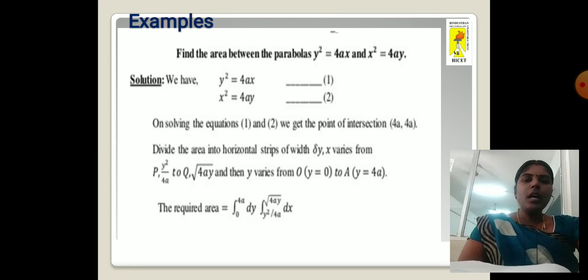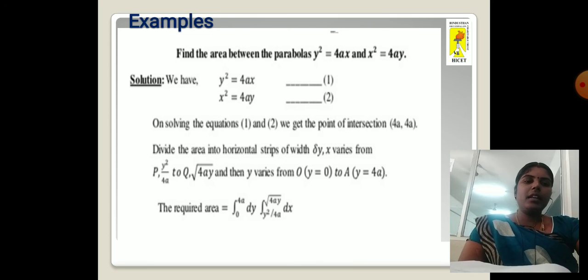See the next problem: find the area between the parabolas y² = 4ax and x² = 4ay. We consider the two parabola equations, the first as equation 1 and the second as equation 2. On solving equations 1 and 2, we get the point of intersection (4a, 4a). Divide the area into horizontal strips of width δy, where x varies from P, y²/4a to Q, √(4ay), and then y varies from y = 0 to y = 4a. Therefore, the required area is integral 0 to 4a dy, integral y²/4a to √(4ay).